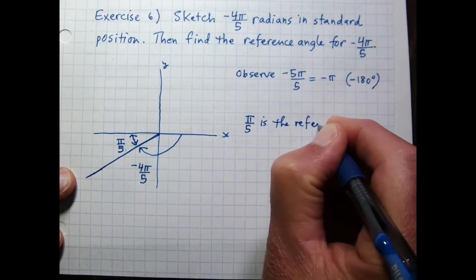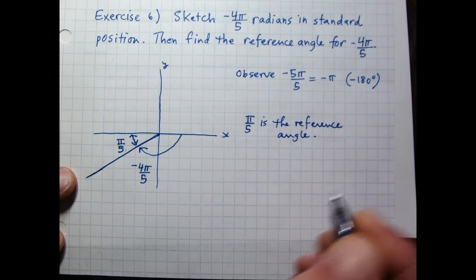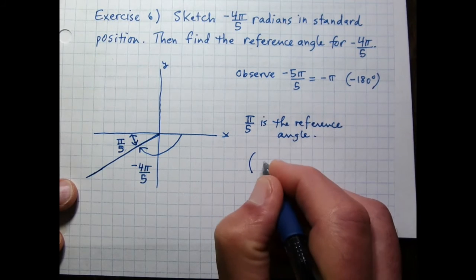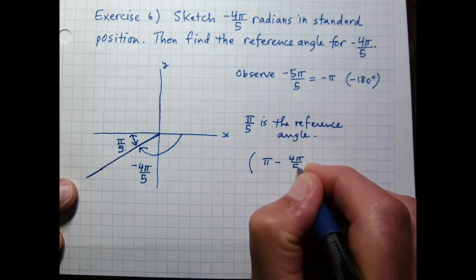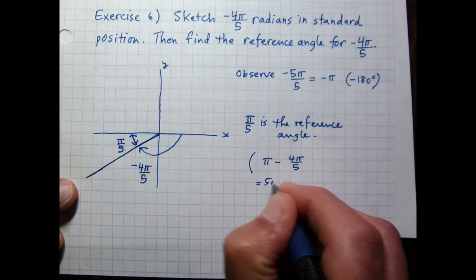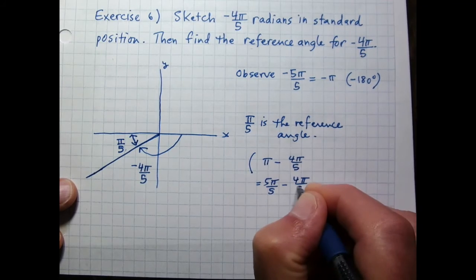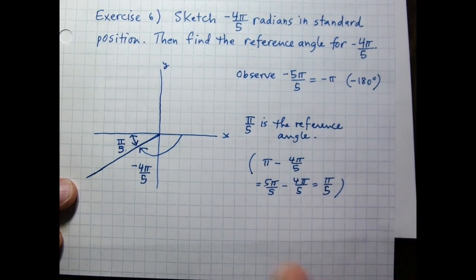Don't say negative pi over 5. A reference angle is never negative. It's always positive. It's not in standard position. And you can calculate it by taking pi minus 4 pi over 5. But you shouldn't even have to. You should be able to just see this in your head, I think. There's that pi over 5.